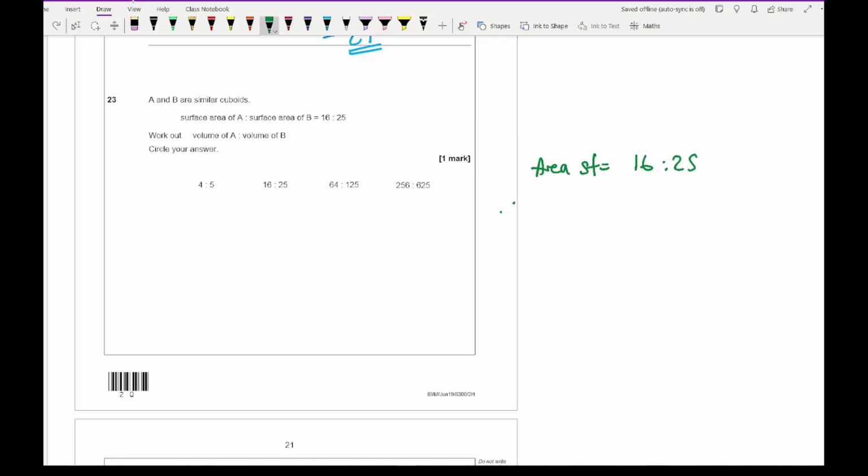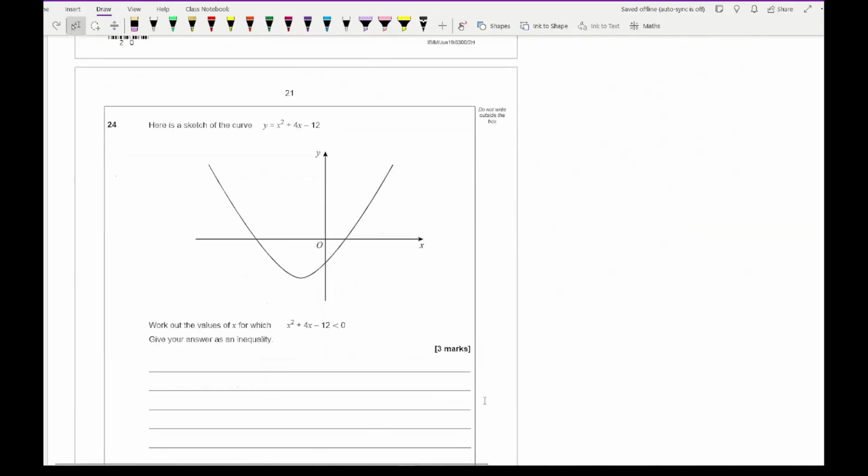So that means the length scale factor is going to be the square root of those numbers, which is 4 to 5. And then the volume scale factor is going to be the cube of those. So the cube of 4 is 64, and the cube of 5 is 125. So the correct answer is going to be our third option.